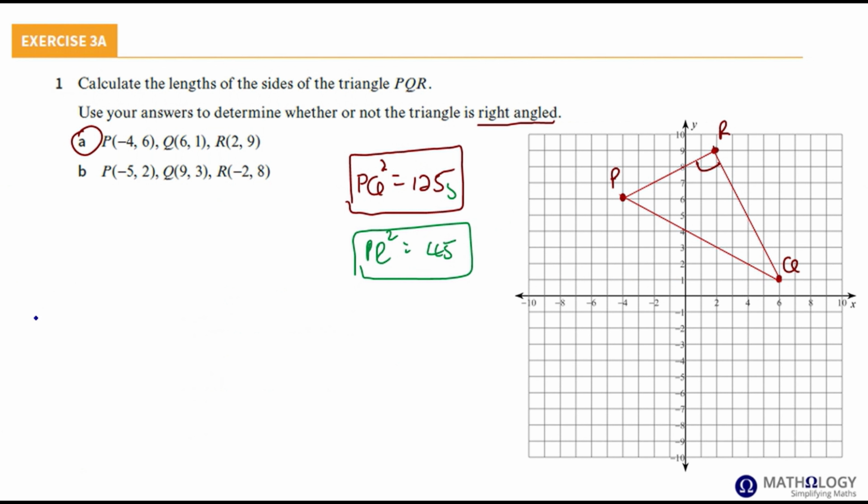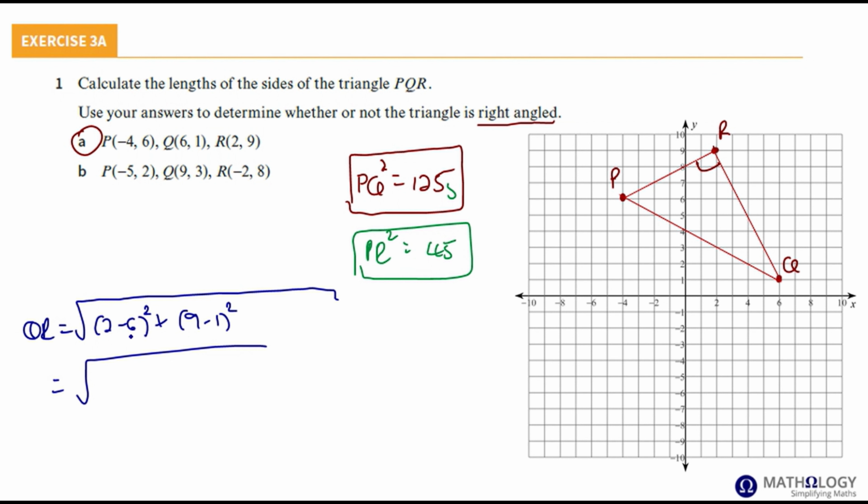And finally, QR equals the square root of 2 minus 6 all squared plus 9 minus 1 all squared. That's the square root of 2 minus 6 is minus 4. Minus 4 squared equals 16. Plus 9 minus 1 is 8. 8 squared is 64. So we have square root of 16 plus 64, which is the square root of 80. And therefore QR squared equals 80.